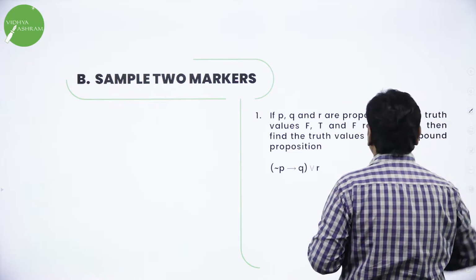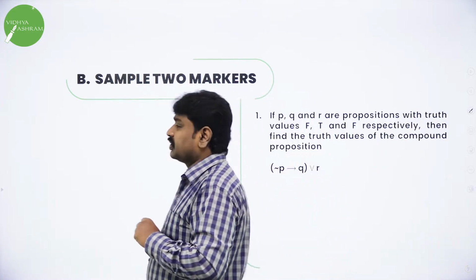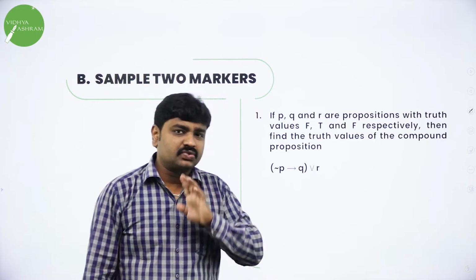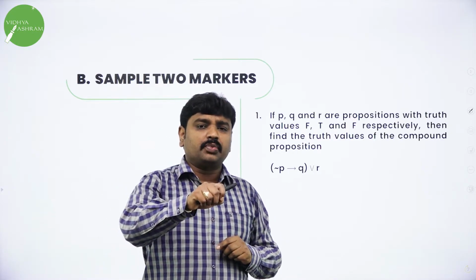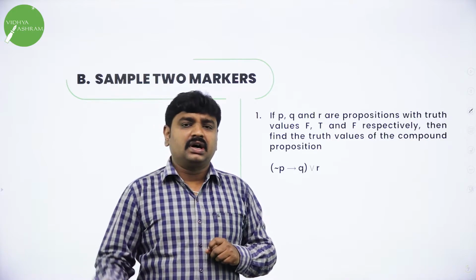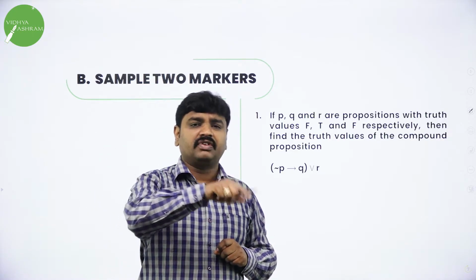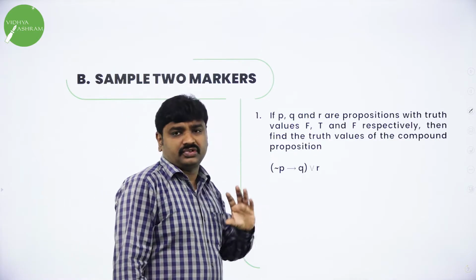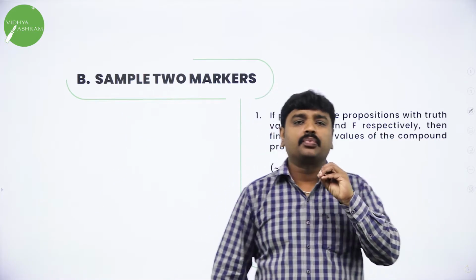That is the next type of question, sample 2 markers. So now sample 1 markers we have done. In 1 markers, what did I teach you? They will give a compound proposition, you should symbolize. Or they'll give symbols, you should write the verbal form. So now in 2 markers, they'll give truth values. Find the final truth value of the compound proposition.